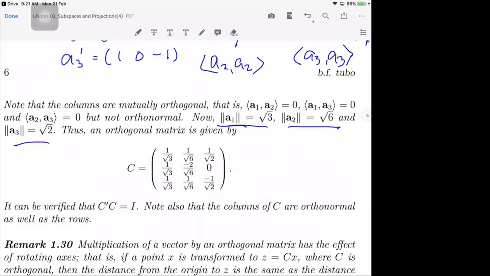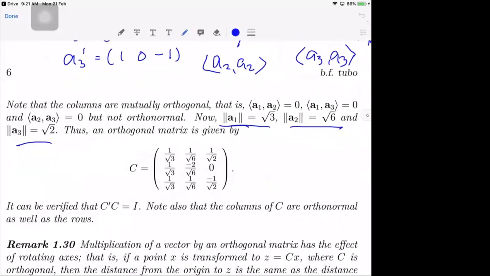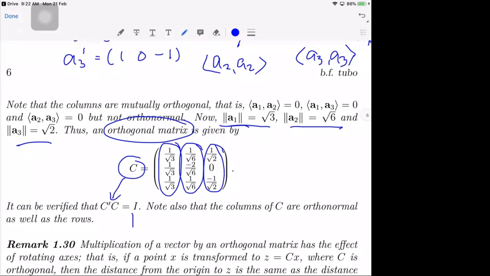So to get an orthogonal matrix, you divide each vector by its length. You will have everything in the first column divided by square root of 3, everything in the second divided by square root of 6, and everything in the third divided by square root of 2. Then if you compute C prime C, that will be equal to your identity matrix. So the columns of C now, as well as its rows, will be orthonormal.